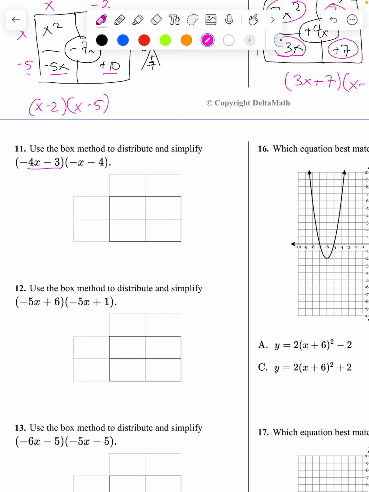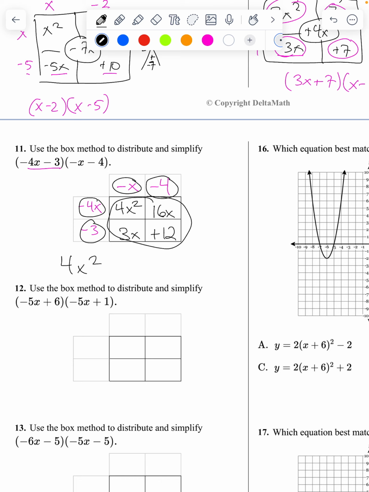So I'm taking these things and I'm putting them on the outside. And then I'm just going to multiply to get the inside. So negative 4x times x is positive 4x squared. Negative 4x times negative 4 is 16x. Negative x times negative 3 is 3x. And negative 3 times negative 4 is positive 12. So when I combine all of this stuff together, I'm going to write it as 4x squared. The x's can go together, so that'll be a total of 19 of them, plus 12.